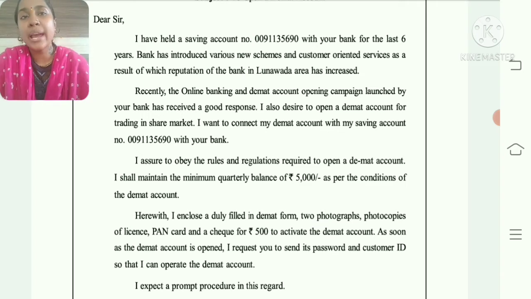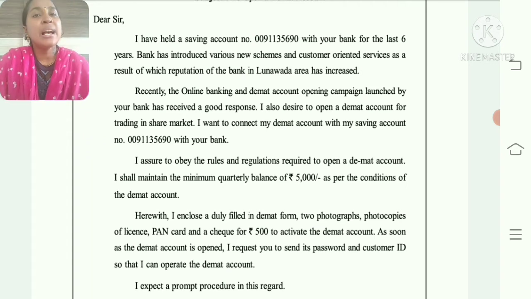He is telling that he has a saving account, the number is 00911356690 with your bank, with Vijaya Bank, from the last 6 years. From how many years is he holding the account? From the last 6 years. The bank has introduced various new schemes and customer-oriented services as a result. If we talk about the bank, it has launched many new schemes, and the customer-oriented services are also very good, because of which the reputation of Vijaya Bank in Lunawada is good, people have a good view of it. He tells the bank this with customer happiness.